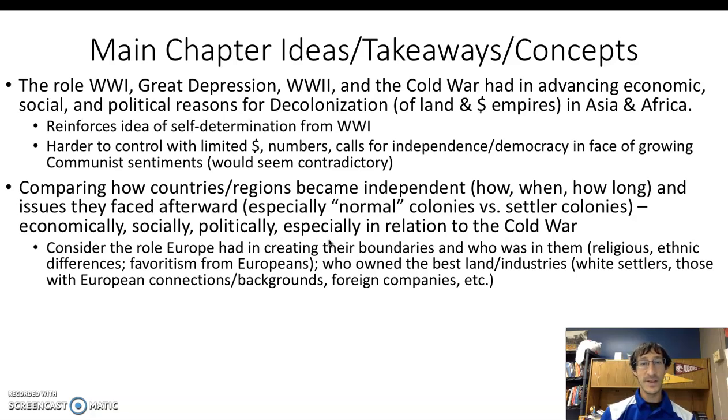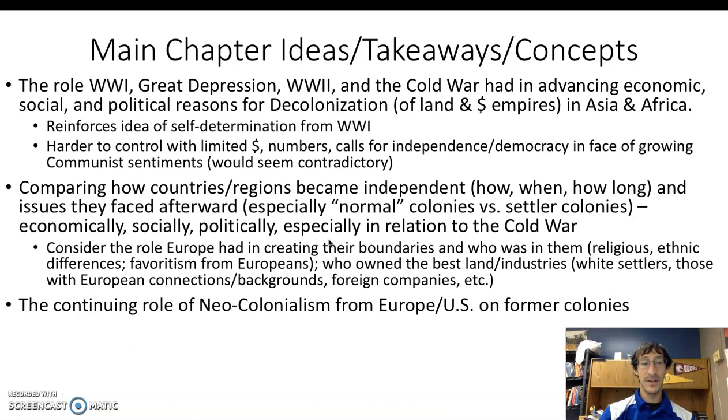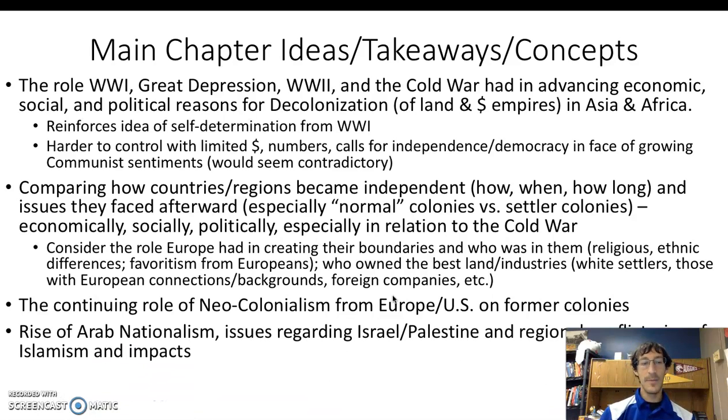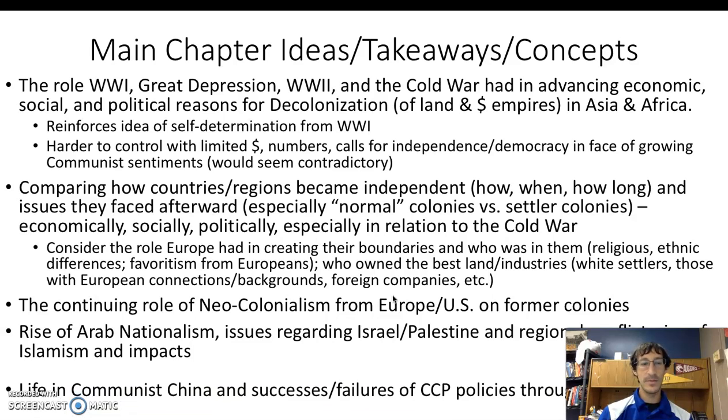So white settlers, businesses, corporations, the wealthy, the military, who owned the best land and industries, and how does that affect development? Again, tying back to the continuing role of neocolonialism from Europe and the U.S. on former colonies or throughout other parts of the developing world, or what we consider the developing world. The rise of Arab nationalism, especially issues regarding Israel and Palestine and regional conflict, and the rise of Islamism and its impacts, and we'll connect back to that in the next chapter.